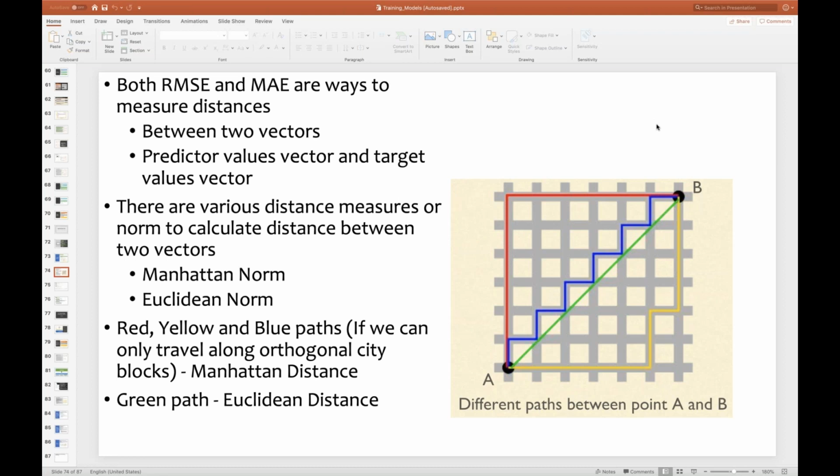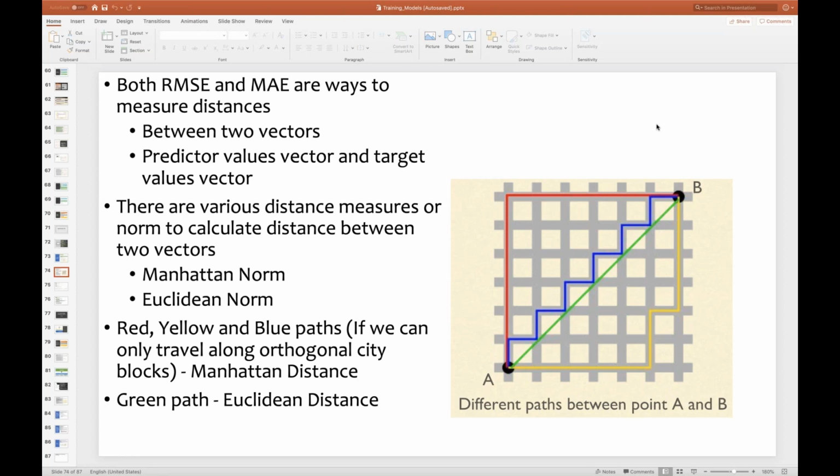Here, there are various distance measures, or norms. We have the Manhattan norm and the Euclidean norm. In this process, red, yellow, and blue paths, apart from the green one, travel along orthogonal city blocks, which is called Manhattan distance, and the green path is called Euclidean distance. This is all you need to understand. You need not break your head.